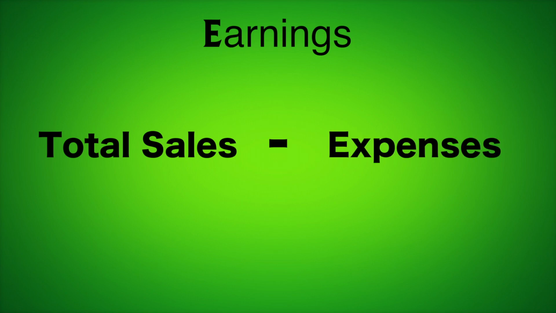The E stands for earnings. In general, total sales minus expenses related to those sales equals your earnings. The expenses include the cost of the products that were sold and the expenses related to employee expense, rent expense, management salaries, and overhead. So the earnings in EBITDA are essentially a company's gross profit.